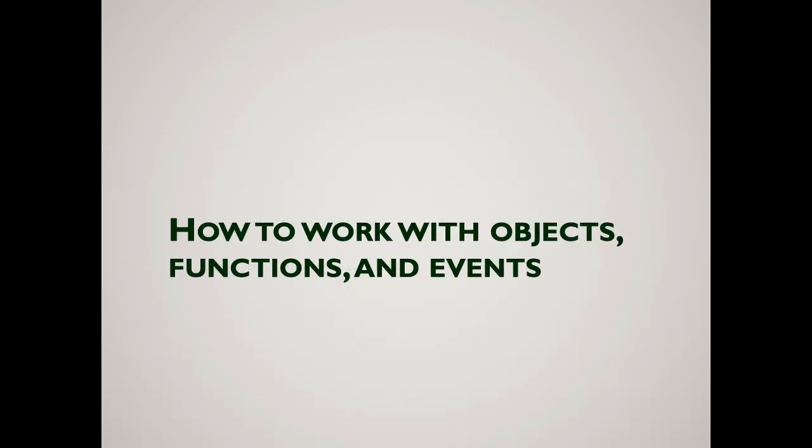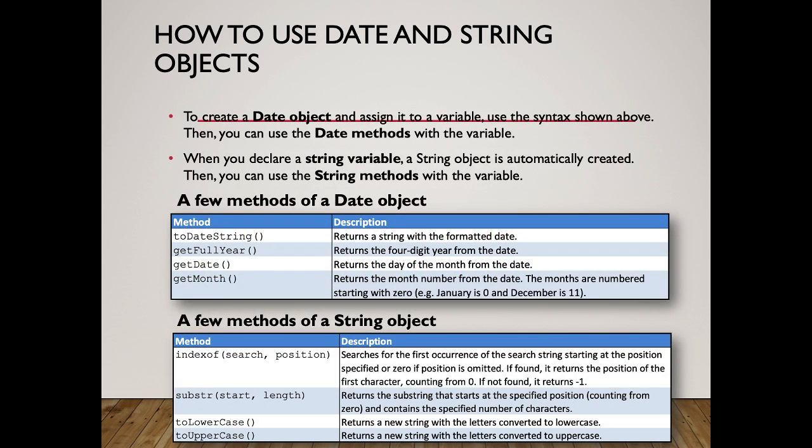So, working with objects, functions, and events, there are a bunch of different objects that you can create in JavaScript. A lot of them are built into the language, such as the Date. Here's just a couple of functions for it. As I believe I mentioned in the last class, a good resource for looking at JavaScript documentation is MDN. So if you want to work with a date object, you can just go to their site and see a full list of all their methods.